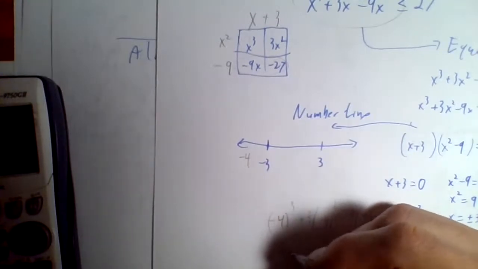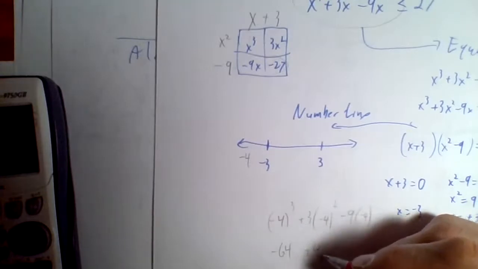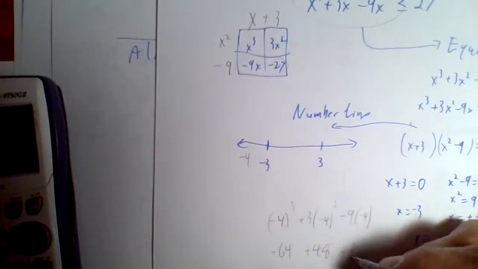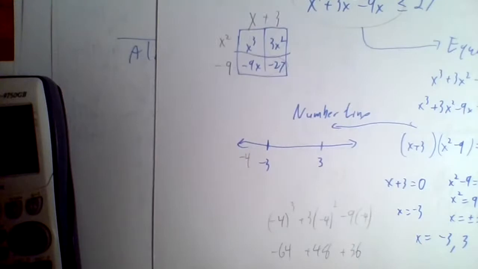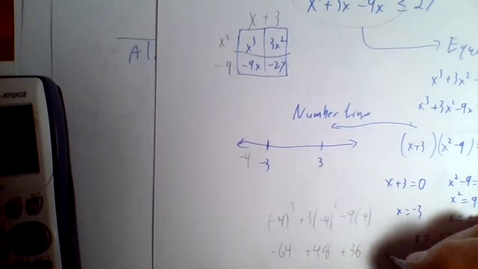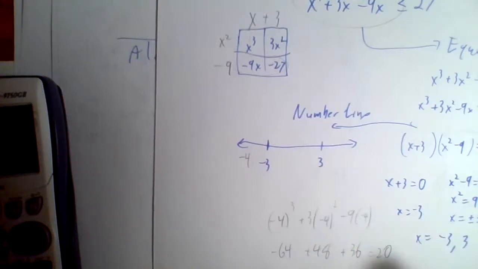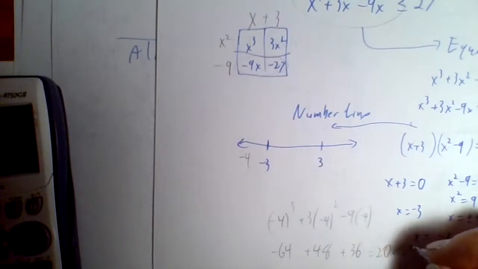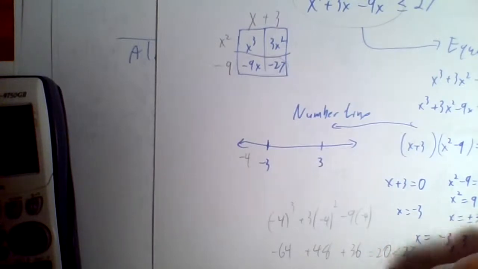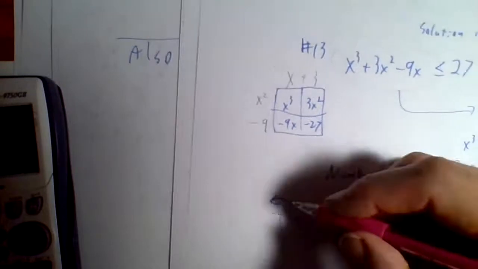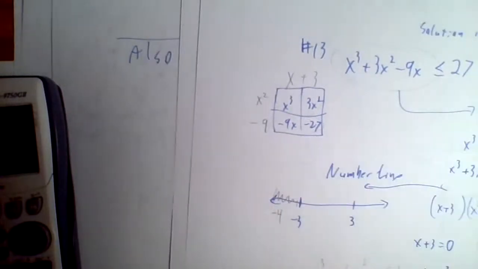But that should come out minus, plus, if you handle your signs right. So it ends up being positive 20. 84 minus 64 is positive 20. Comes out to 20, which is less than or equal to 27. True. So I got a true value there. So everything on this side is true.